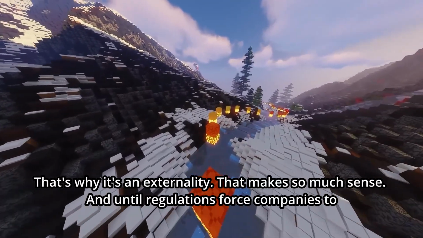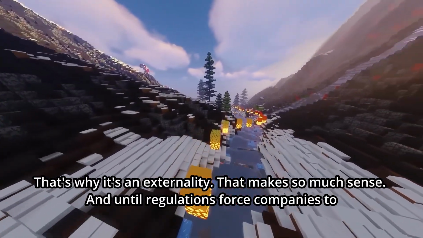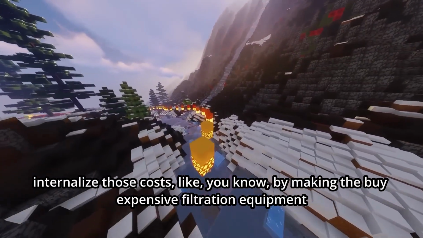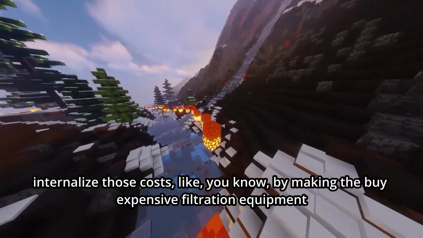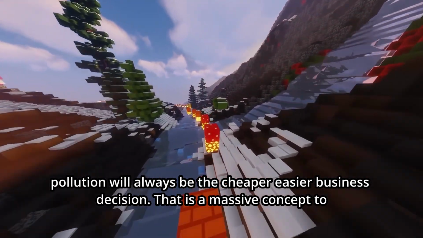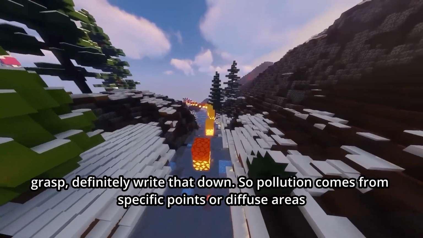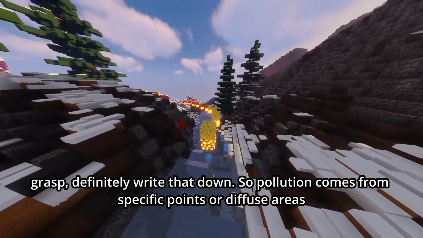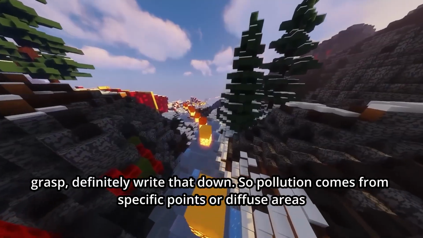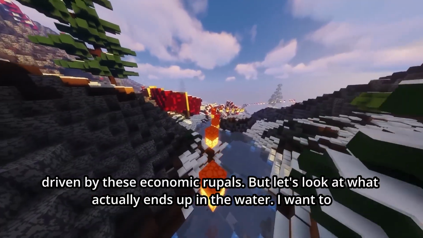That makes so much sense. And until regulations force companies to internalize those costs, by making them buy expensive filtration equipment, pollution will always be the cheaper, easier business decision. That is a massive concept to grasp. Definitely write that down. So pollution comes from specific points or diffuse areas driven by these economic loopholes.